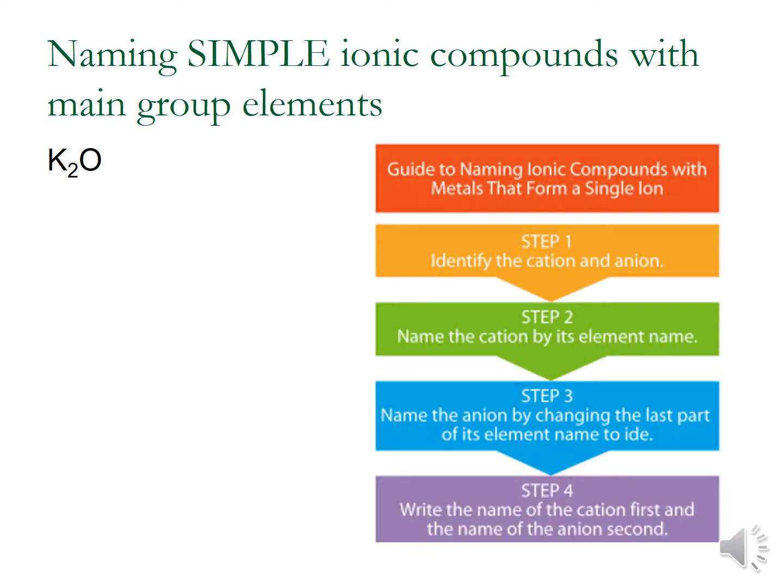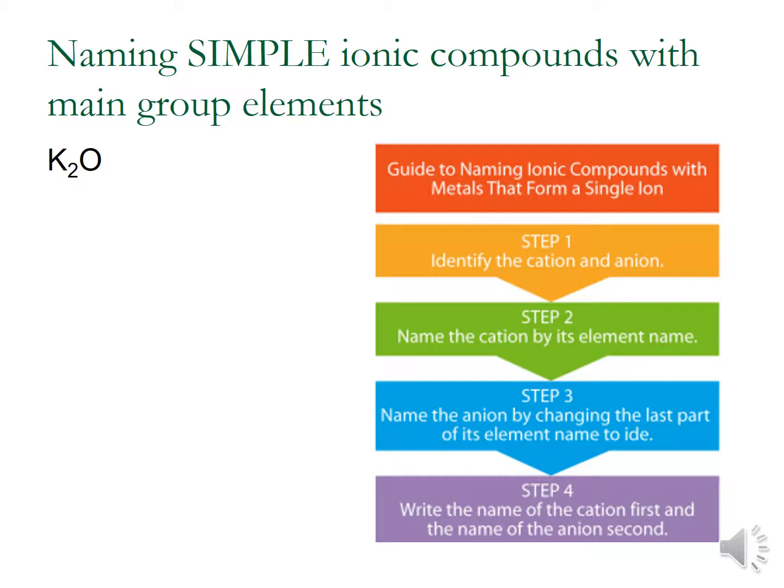Here's a little guide to naming ionic compounds. Now this would apply to all metals that form a single ion, in other words, that only have one possible charge when they form an ion. That would be true for potassium. Potassium can only make a +1 ion. Step 1 is to identify the cation. The cation is K+1, potassium. Also identify the anion. The anion is O -2, oxide.